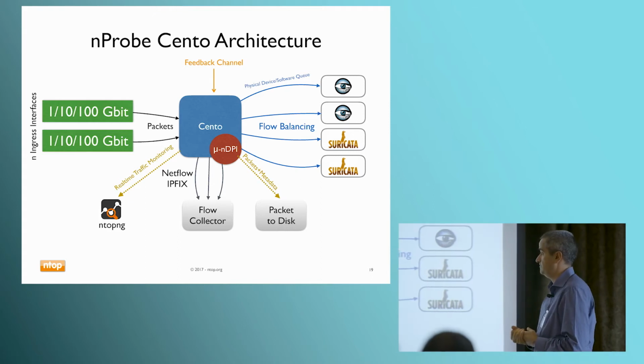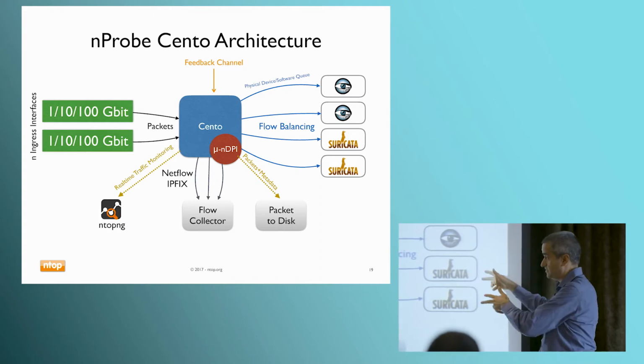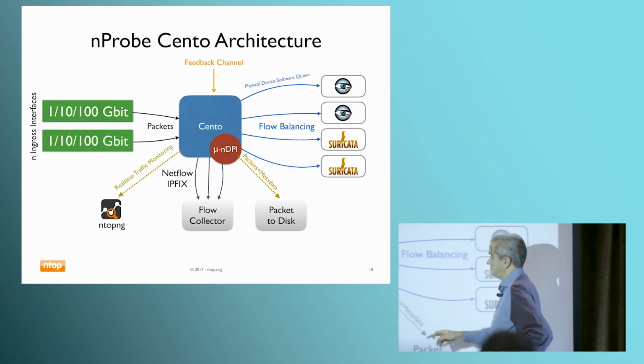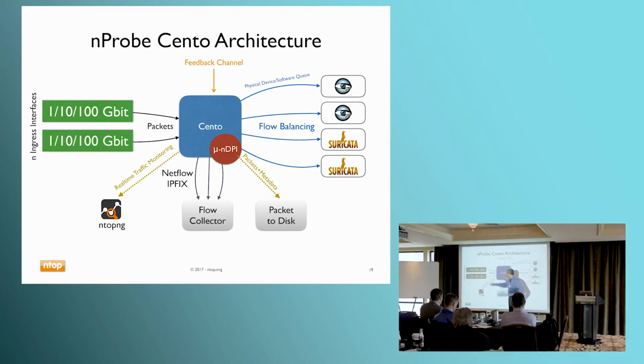So for instance, when I say Facebook, for me, that is SSL traffic going to Facebook. And we can do real-time traffic monitoring. So we can see this is our open source web monitoring application. We can see what is happening in real time because Cento is creating flows and streaming them to ntopng. Or we can dump packets to disk.